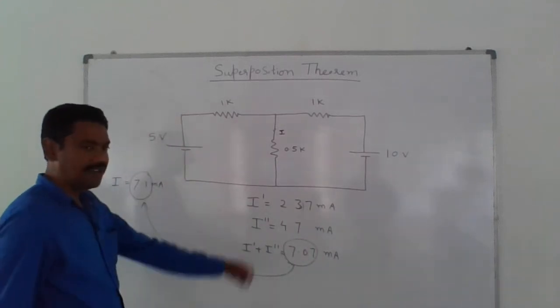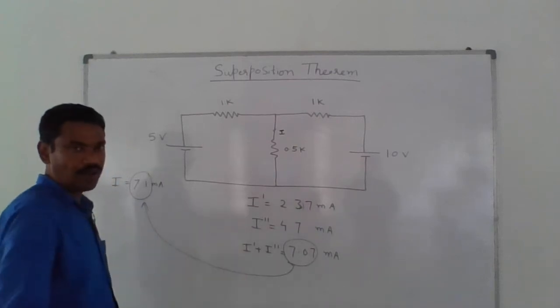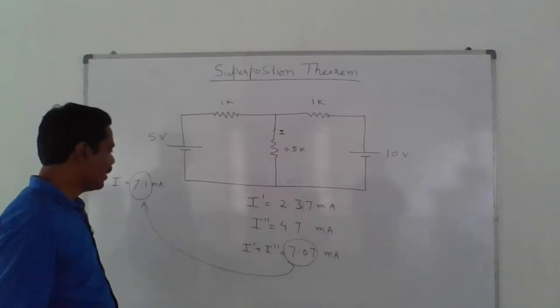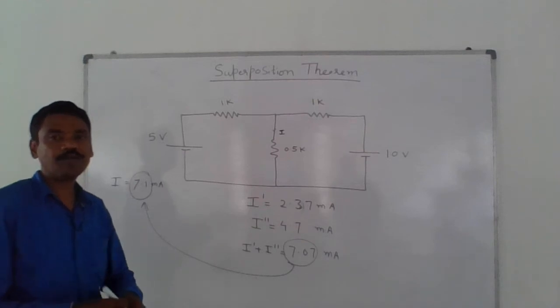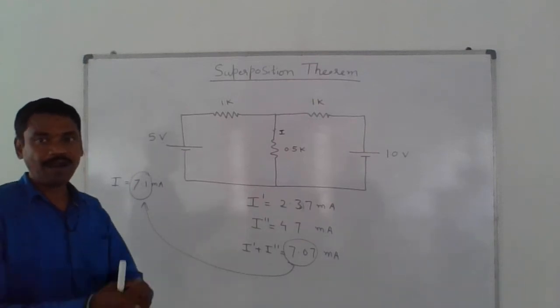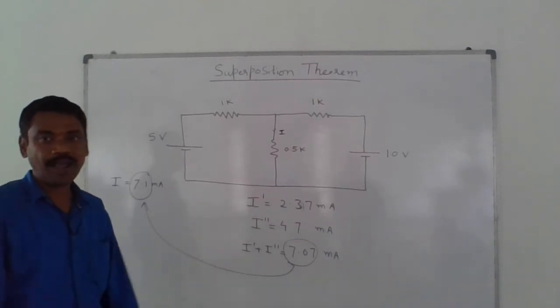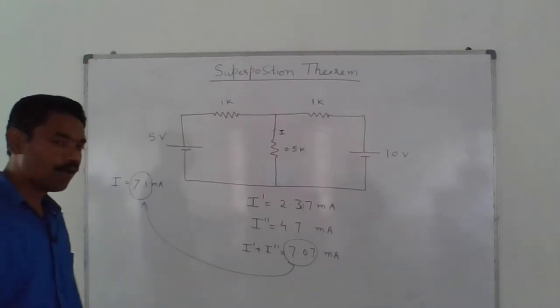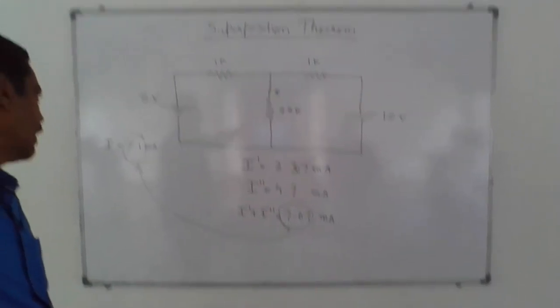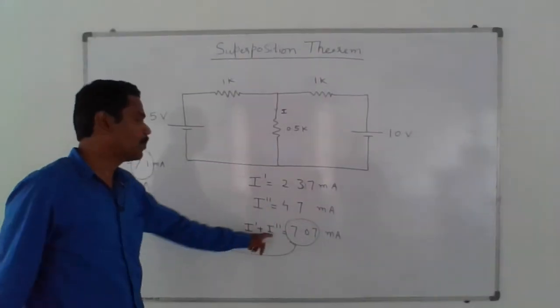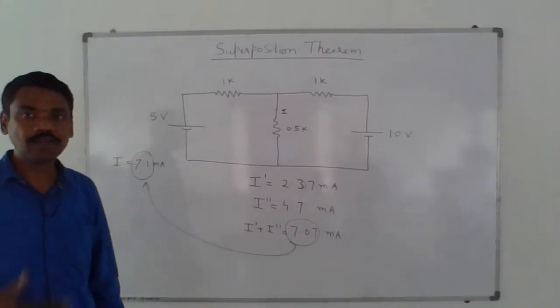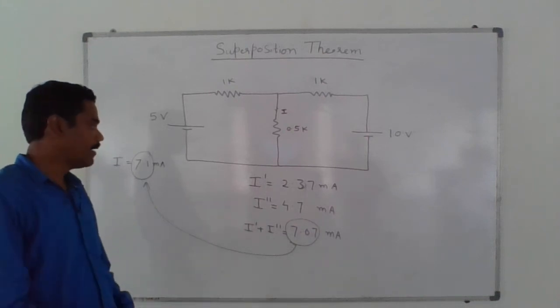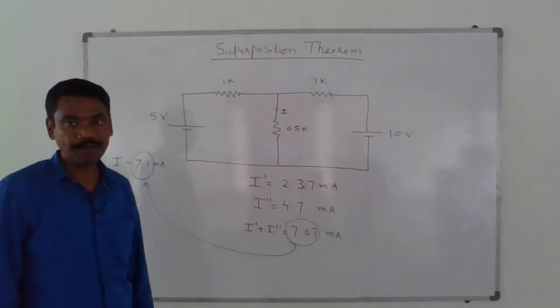So this reading is approximately equal to this. Okay, there is a slight difference of 0.001, 01 or 02. That is tolerable. That is because of multimeter error, wire error, supply error, observation error. There are different types of error. But overall you can see that I is equal to I dash plus I double dash. This is how the experimental verification of the superposition theorem is done.